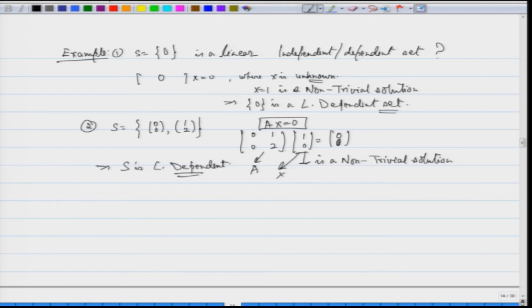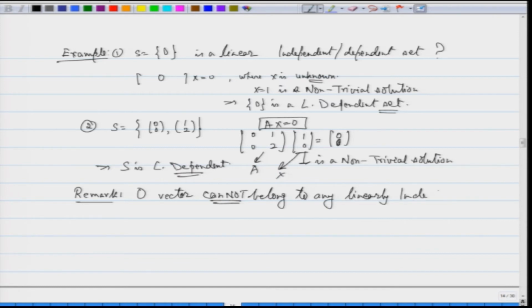So, what we can see from here, as a remark, is that the 0 vector cannot belong to any linearly independent set. Fine. This cannot belong to any linearly independent set. As soon as you have a 0 vector in a set, that set becomes linearly dependent. Fine. Let us look at the third example.